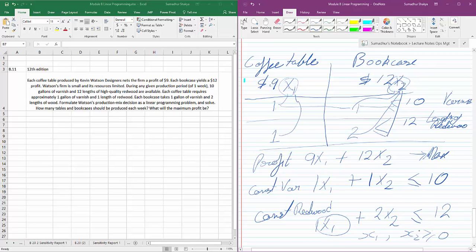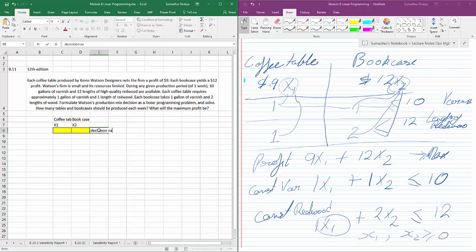Now let's bring this same problem into the spreadsheet, so then we can use the data solver, Excel Solver. First let me type, we will follow the same pattern. This is for coffee table, and this is for bookcase x2, and I'm going to highlight these as our decision variables. Let those x1 and x2 change. So I'm going to call these decision variables.